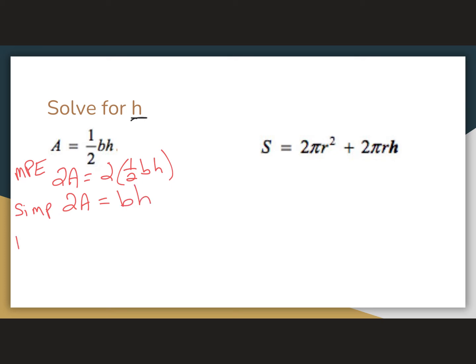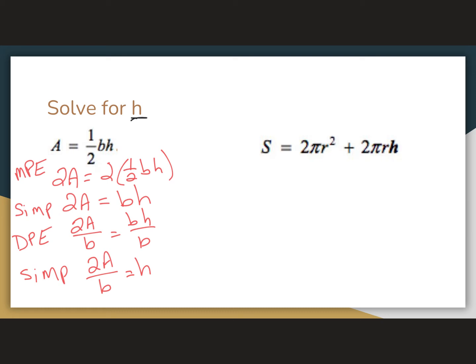And then I'm simply going to use my division property of equality to divide both sides by b to get the h by itself. 2a divided by b equals bh divided by b, which when I simplify gives me 2a divided by b equals h. Again, I'm simply undoing whatever's being done.